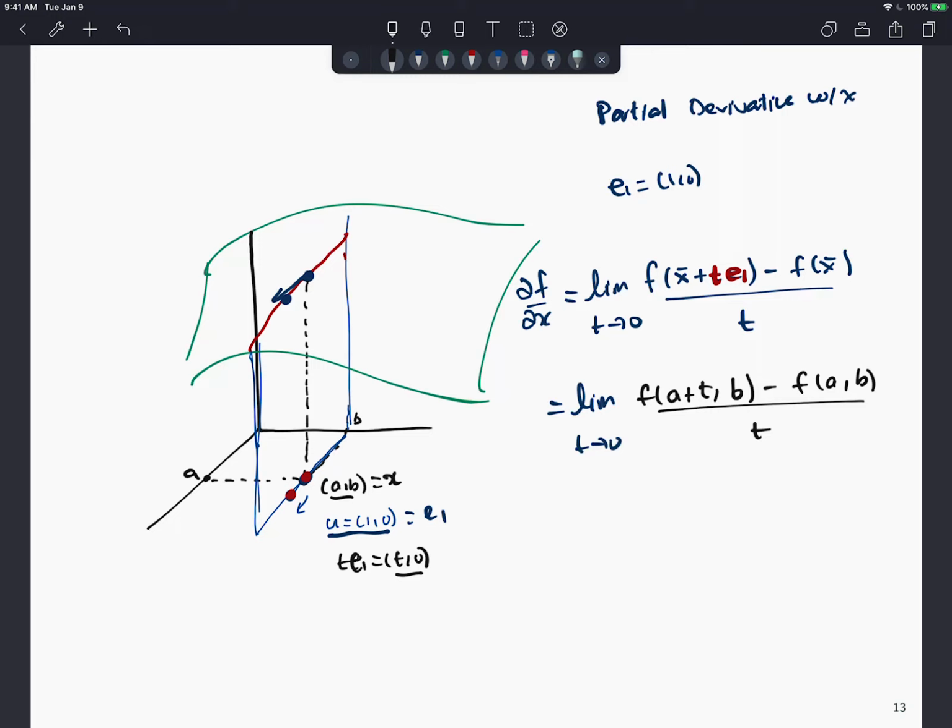And then in the limit, this becomes the derivative treating only x like your variable and keeping b as a constant, and you evaluate this, and it makes perfect sense. That's a partial derivative.